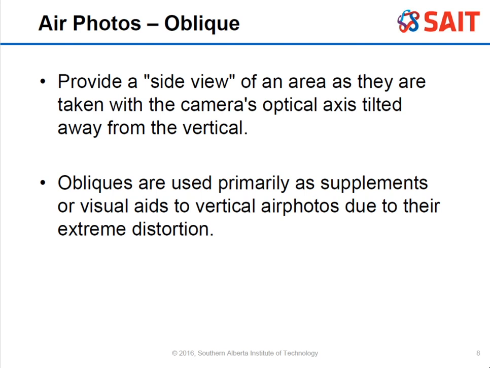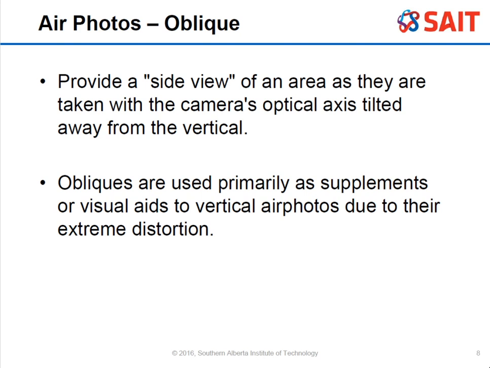So then there's oblique. There are actually two kinds of oblique: low oblique and high oblique. Low oblique is when we cannot see the horizon. It's usually from the vertical number, whether it be 3 or 6 degrees, up to about 30 degrees from the vertical. So it gives us a side view and it still contains the whole thing.